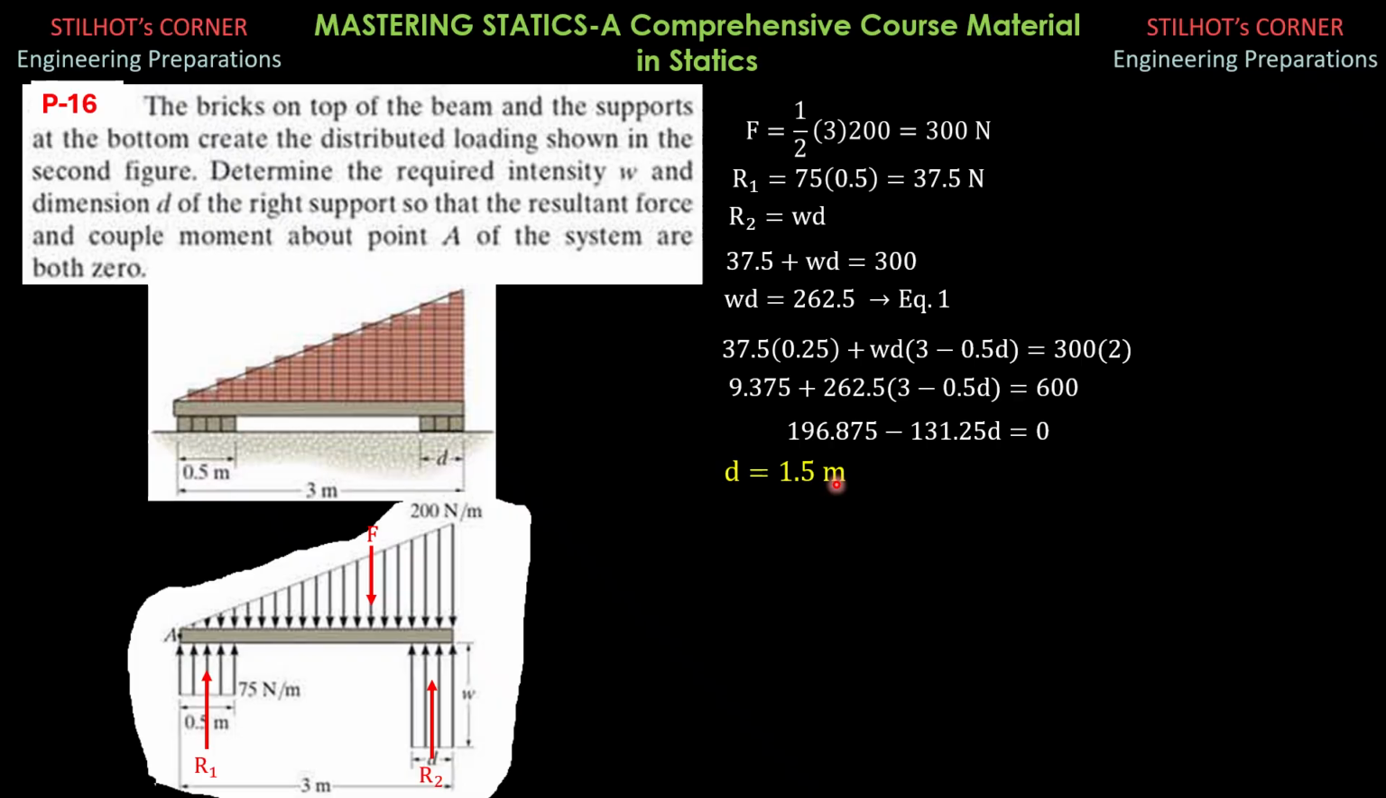Then we substitute this into equation 1 to solve for w. So w can now be solved and it is equal to 175 newtons per meter.